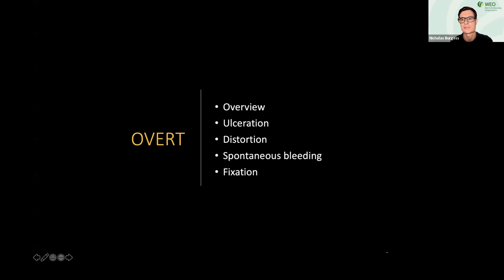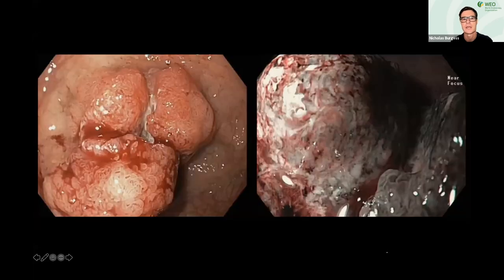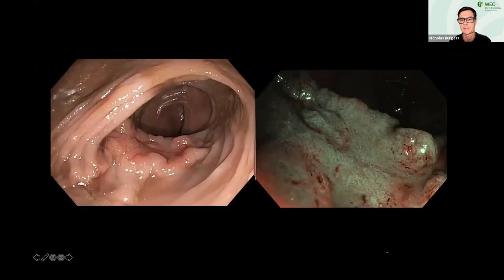And many of us will have seen overt cancers before. There are obvious features to them. They're ulcerated, distorted. They'll often be fixed. And it's very easy to see. The surface pattern is disrupted and altered. And this is obviously a deep submucosal invasive cancer.